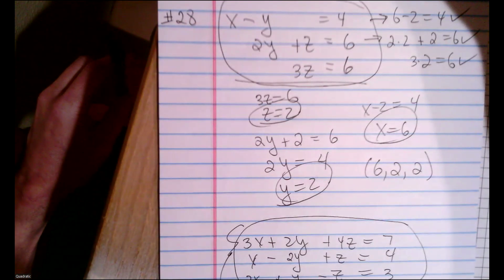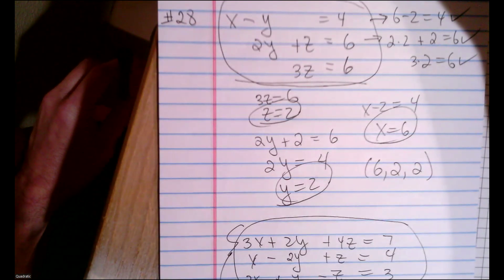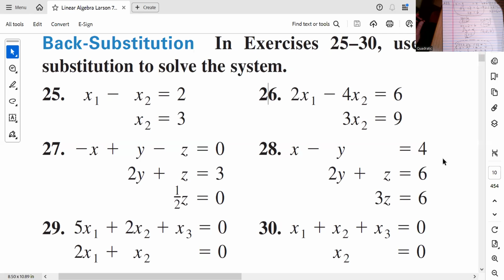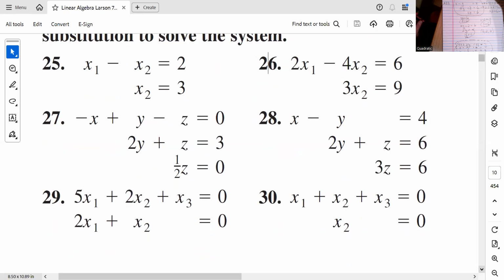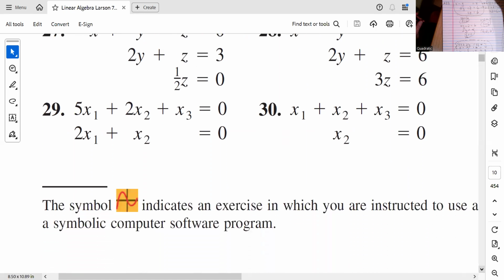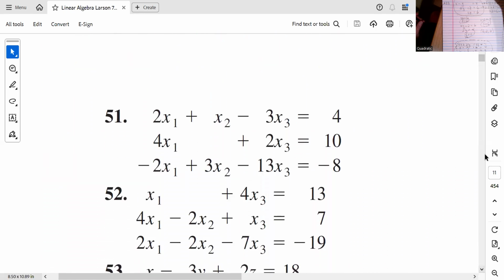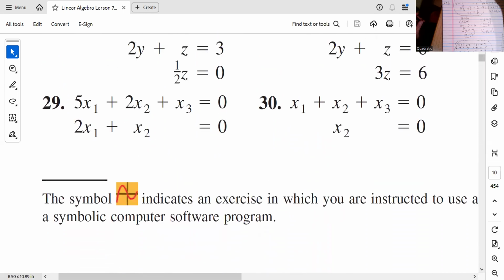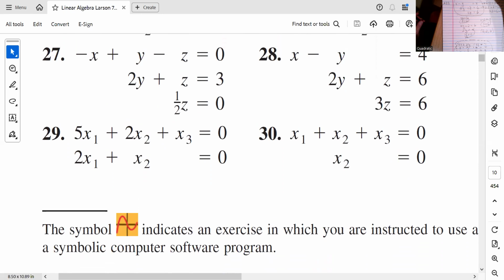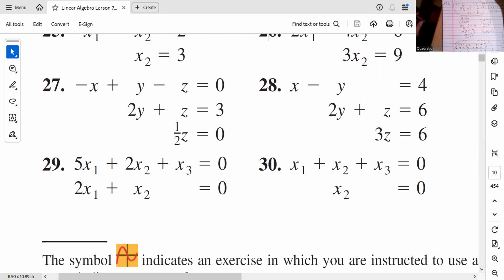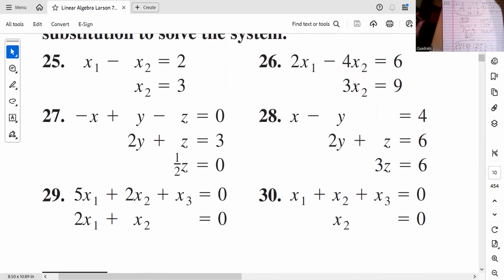Now I want to go to number 30. Let's look at number 30. So let's share the screen again. And here is number 30. So number 30, if you notice, only has 2 equations, if I'm not mistaken. Here's only 2 equations. That's weird. Number 30 is just 2 equations here.